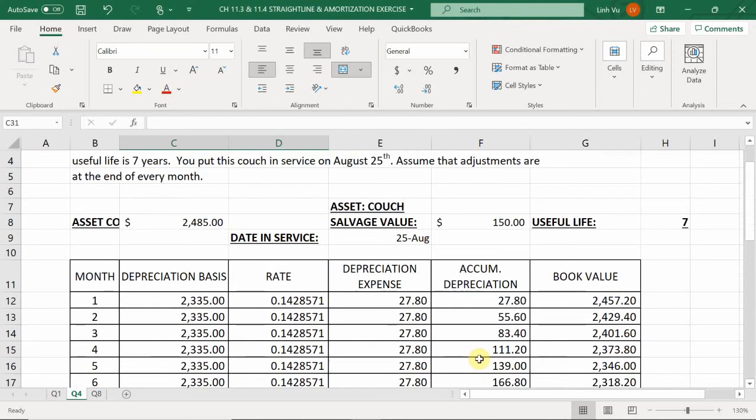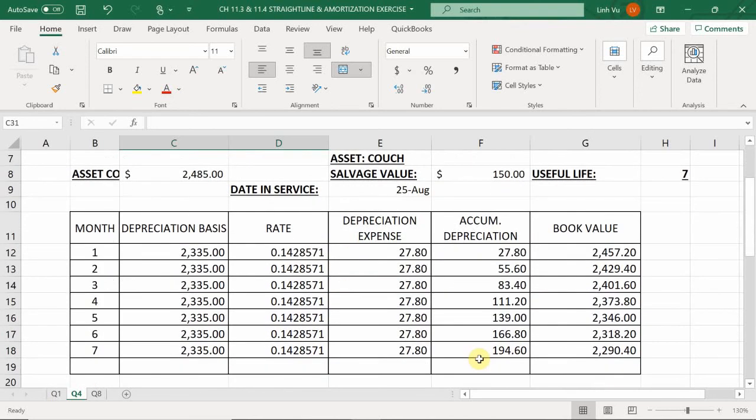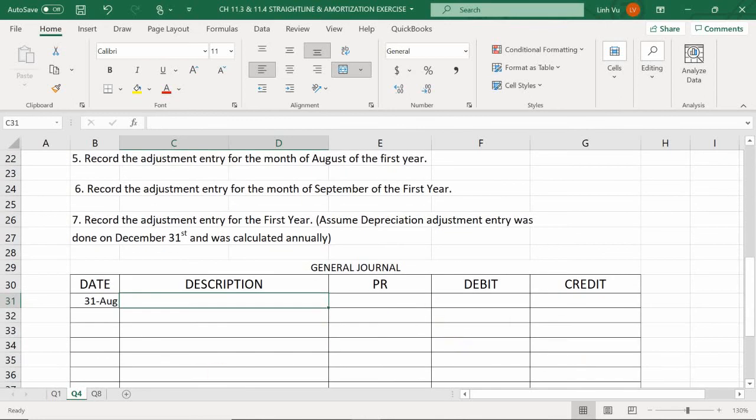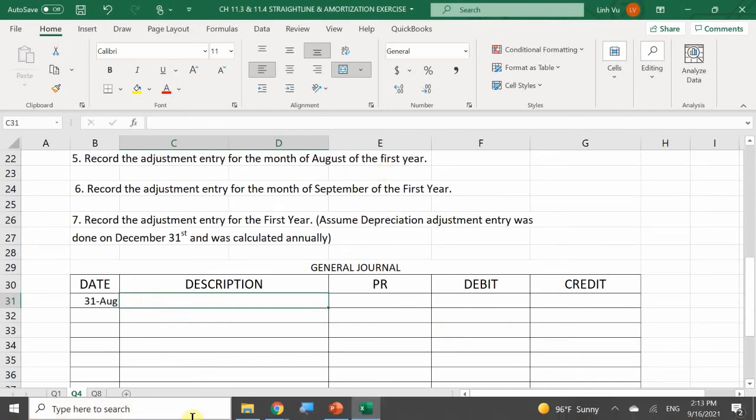When did we place the asset into service? August 25th. Okay, so do we depreciate anything in August? No. So in this case, that's a trick question for you to be aware of. For the month of August, there's nothing that we need to put here. However, question number 6 asks, how about the adjustment entry for the month of September for the first year.